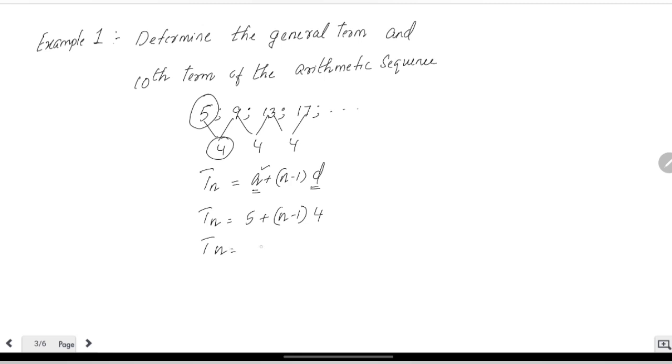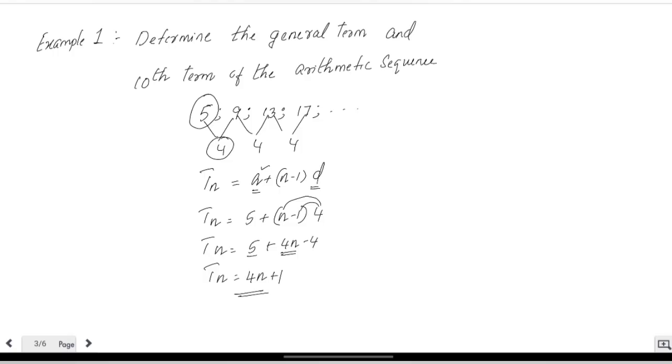Then simplify. Tn is equal to 5. Open the bracket with the 4. 4 times n, 4 times minus 1. That is 4n minus 4. So what is Tn? Tn is equal to 5 minus 4 is 1. So let me write 4n first with the variable. Then 5 minus 4 is plus 1. So we are done. So this is the answer to the first question. General term, we got it.